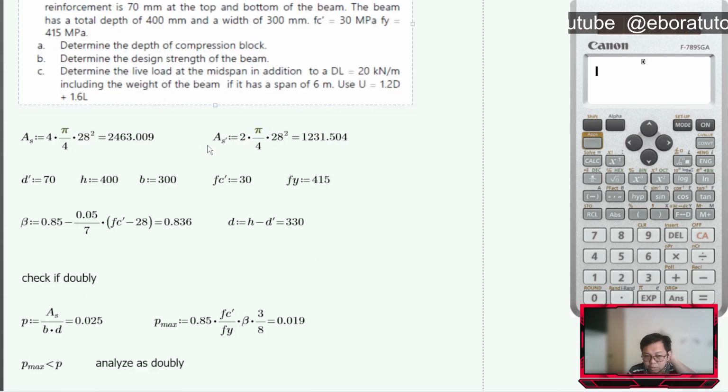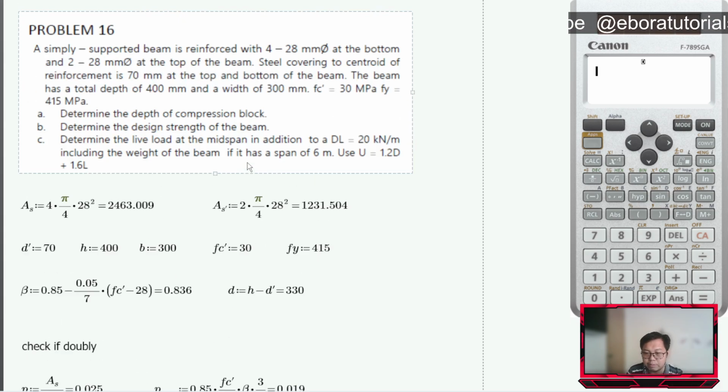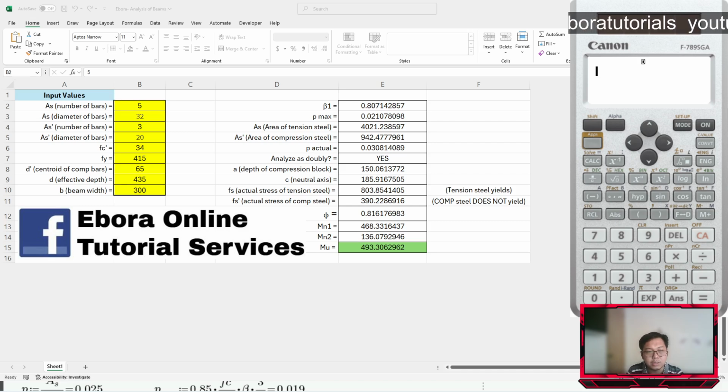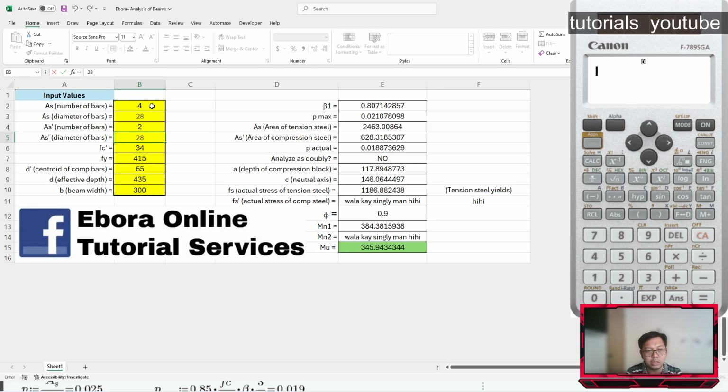Now let's try to use our software to check if tama ba or mali yung answer natin. So based on the problem given, we have 4 28 at the bottom and 2 28 at the top. So we can assume that since this is simply supported, yung 4 28 will be yung AS, which is for tension, and then yung dalawang 28 will be in compression. So input na lang agad natin. So that's 4 28 and then 2 28 din, tama ba? And then covering is 70.